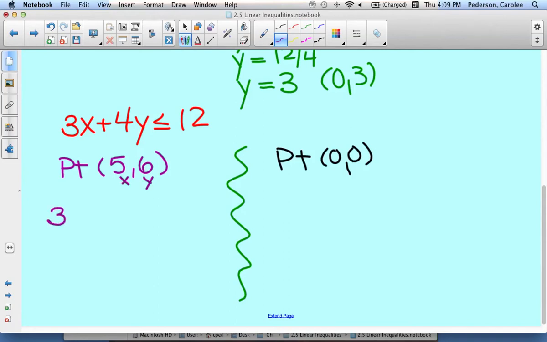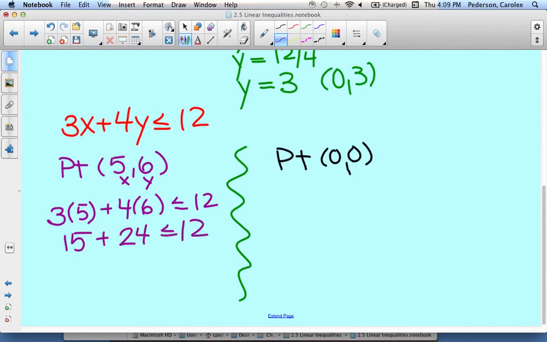So 3, replace the x with 5, replace the y with 6, and now simplify. 3 times 5 is 15, 4 times 6 is 24, then combine terms on the left. 15 plus 24 is 39. Now read the inequality. 39 is less than or equal to 12, or 12 is greater than or equal to 39. That is false.